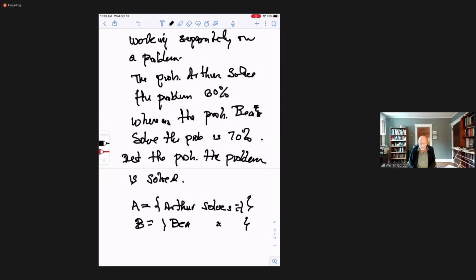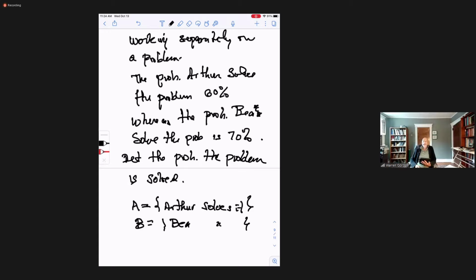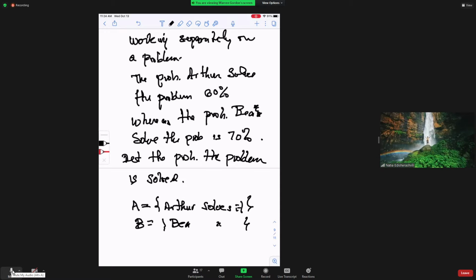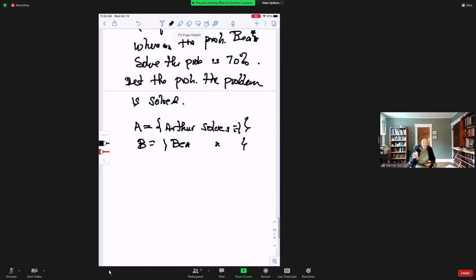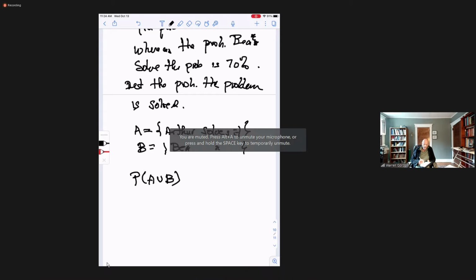I have two people working separately on a problem. The probability that Arthur solves a problem is 60%, and the probability that B solves a problem is 70%. Determine the probability the problem is solved. So what am I asking you to find? It's A union B. Yes, in order for the problem to be solved, at least one of them must solve it. So the problem is to find P of A union B. Because if at least one of them solves it, it's possible they both could solve it.